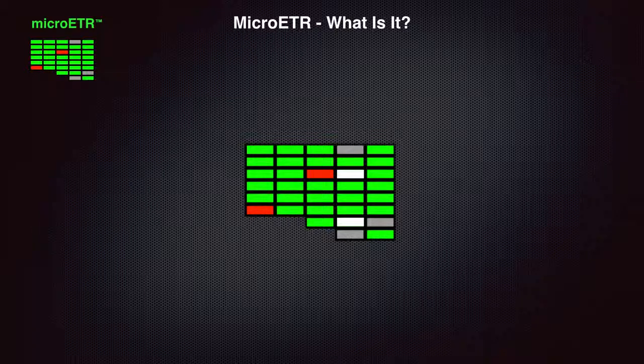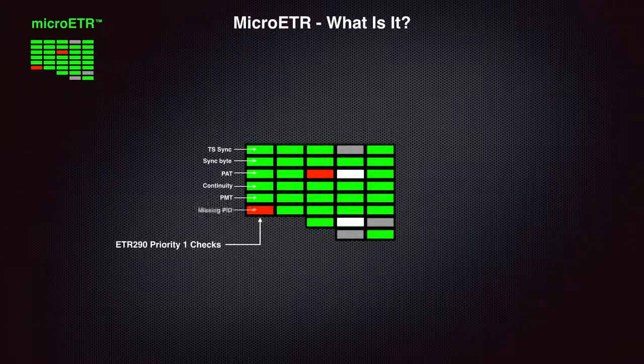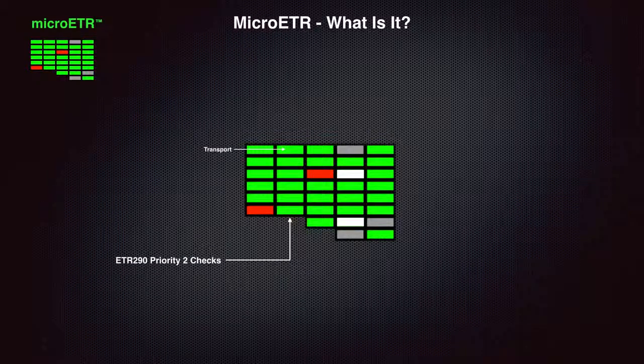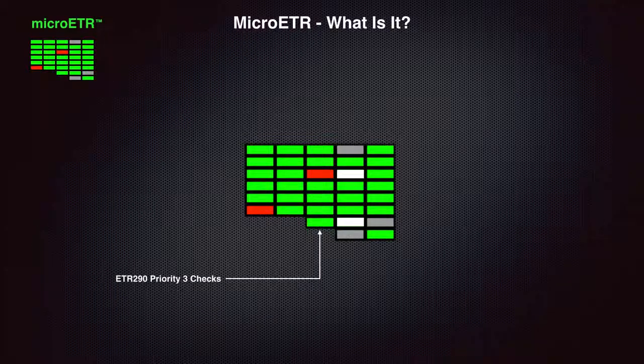You can see that it's divided into 5 columns. Column 1 displays the most serious ETR290 Priority 1 checks. They range from TS sync to missing PID at the bottom of column 1. Column 2 represents the less serious ETR290 Priority 2 checks, starting with transport errors at the top to CAT errors at the bottom. Similarly, column 3 shows errors ranging from NIT to TDT.